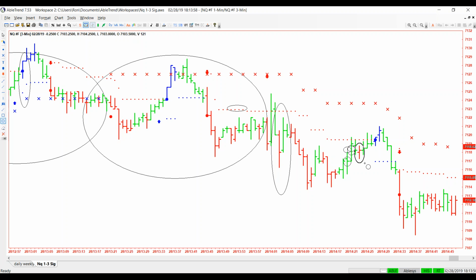Back in again on the sweet spot. That's a valid sweet spot. Out on the blue bar with the blue dot, we lost a point on that trade.